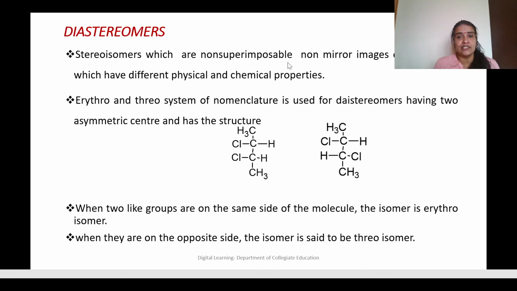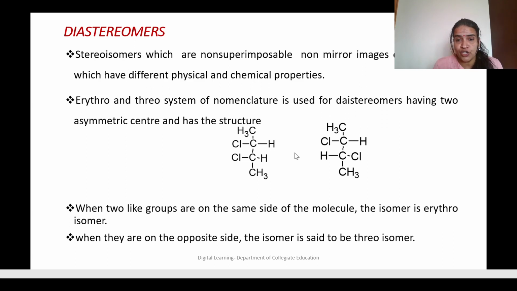Stereoisomers which are non-superimposable, non-mirror images of each other, and which have different physical and chemical properties, are termed as diastereomers. Whereas enantiomers have the same physical and chemical properties, but they have non-superimposable mirror images. Diastereomers differ in their physical and chemical properties.